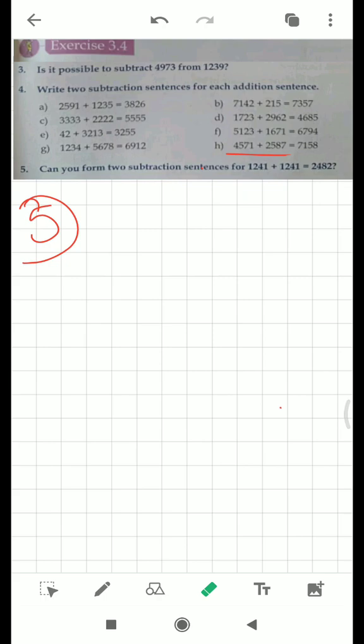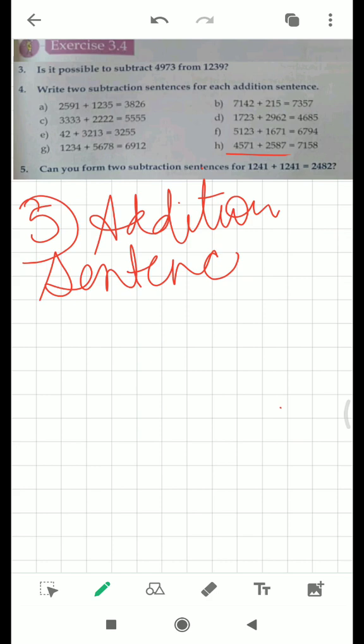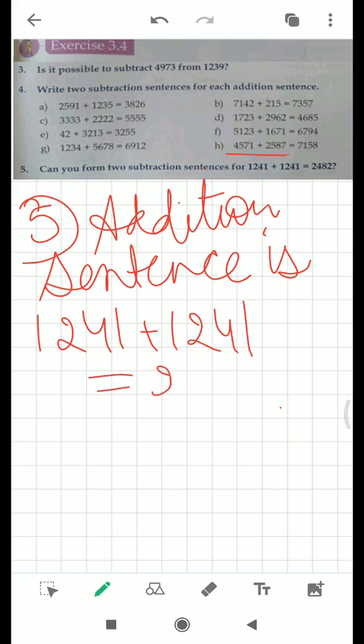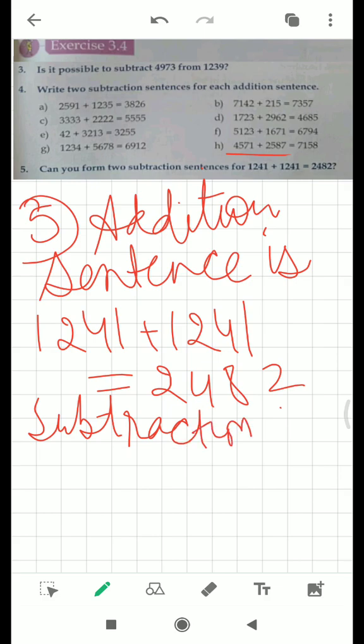First we need to write the addition sentence. Our addition sentence is 1241 plus 1241 equals to 2482. Now it's time to write the subtraction sentences.